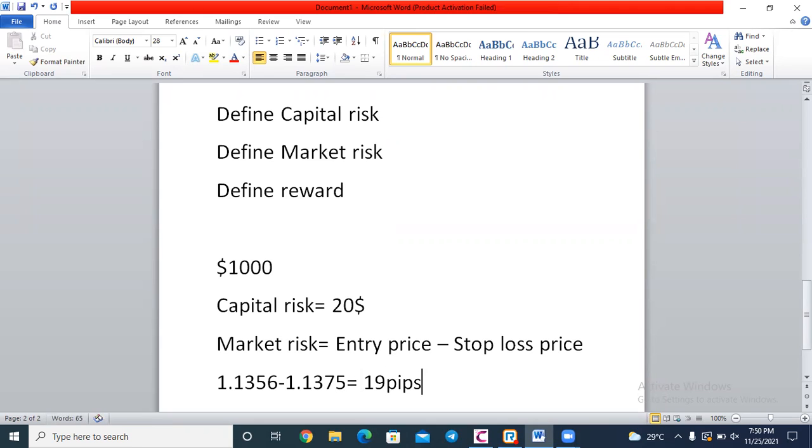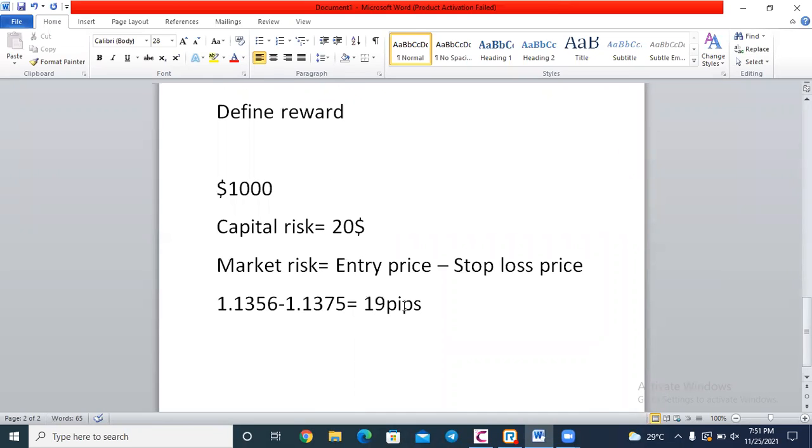19 pips. What is a pip? The full meaning of pip is percentage in points, and it is the unit we use in measuring price movements. So the risk on this trade, the market risk, is 19 pips. Now, on this risk, you are willing to risk $20 of your capital. What we want to know now is the lot size to apply on this trade.